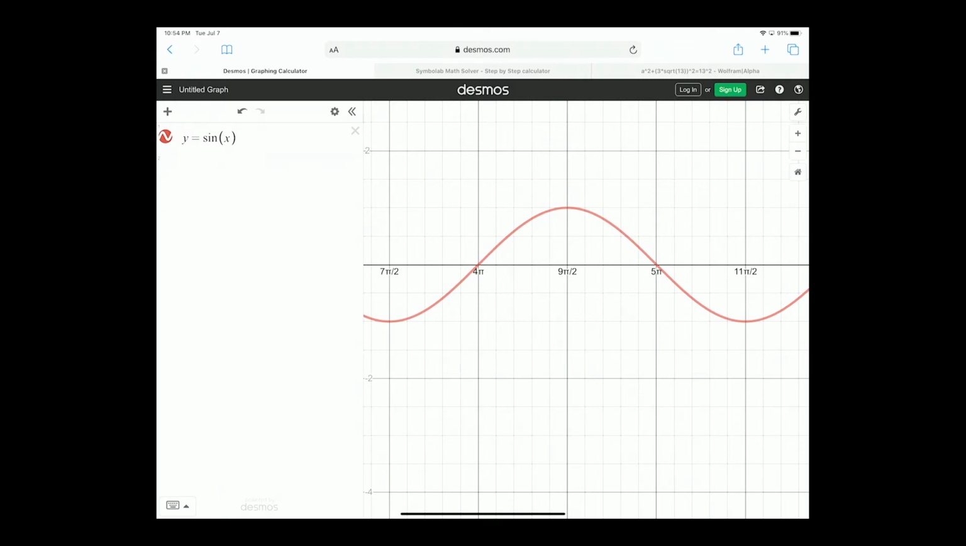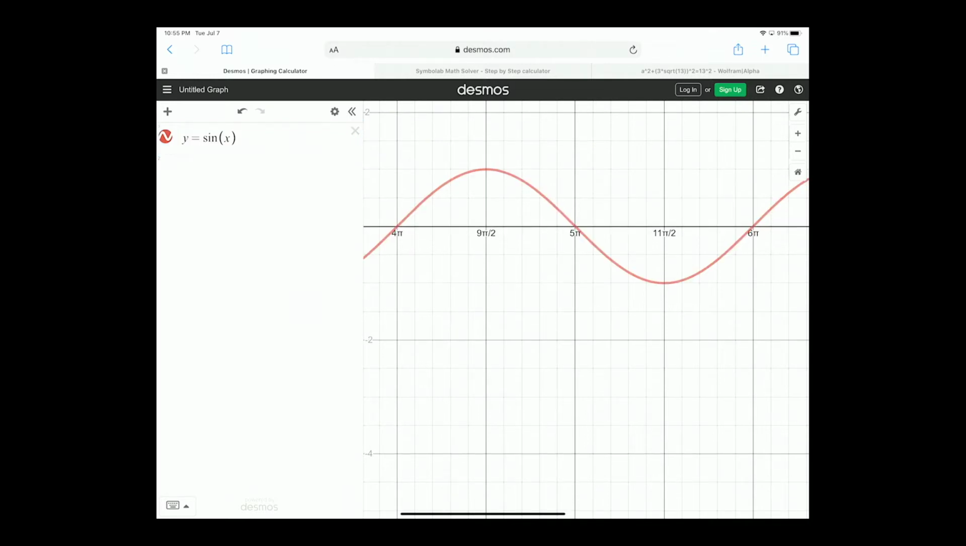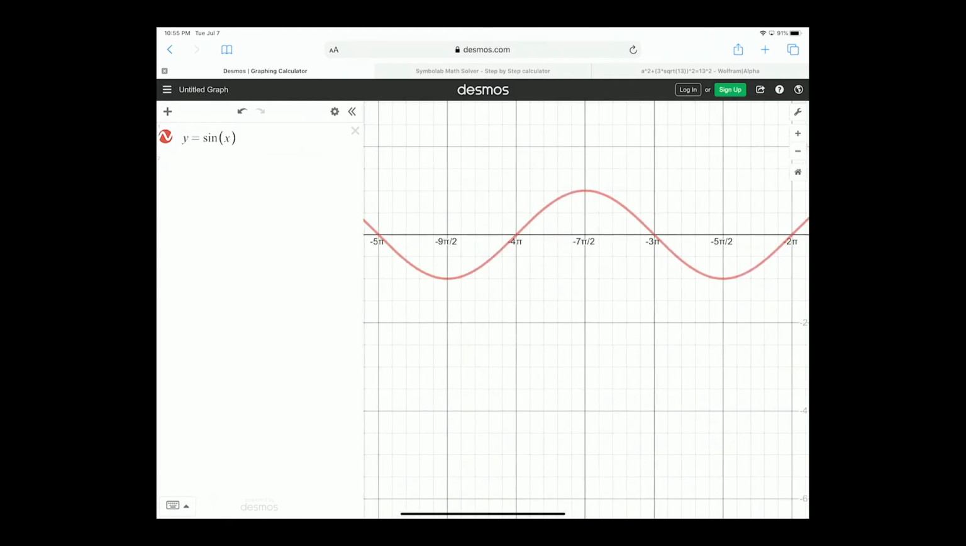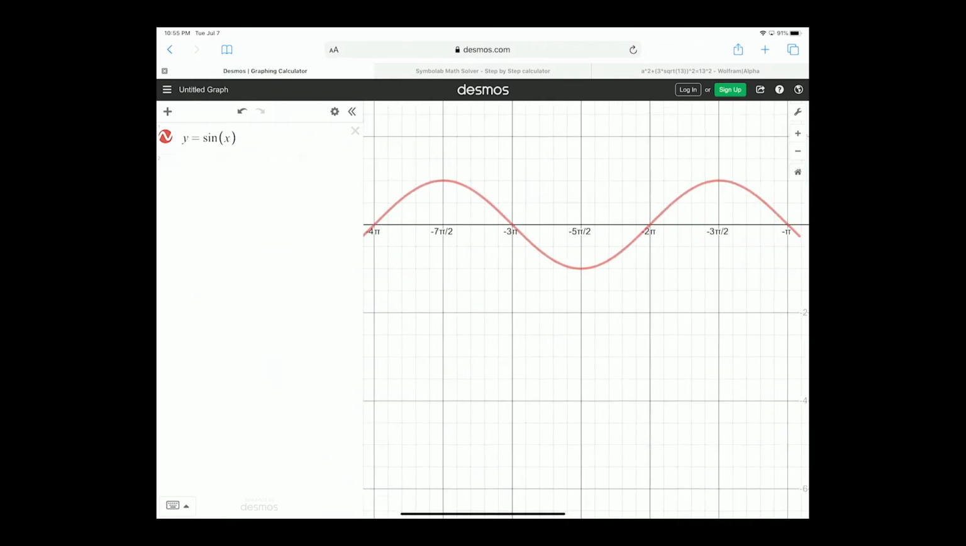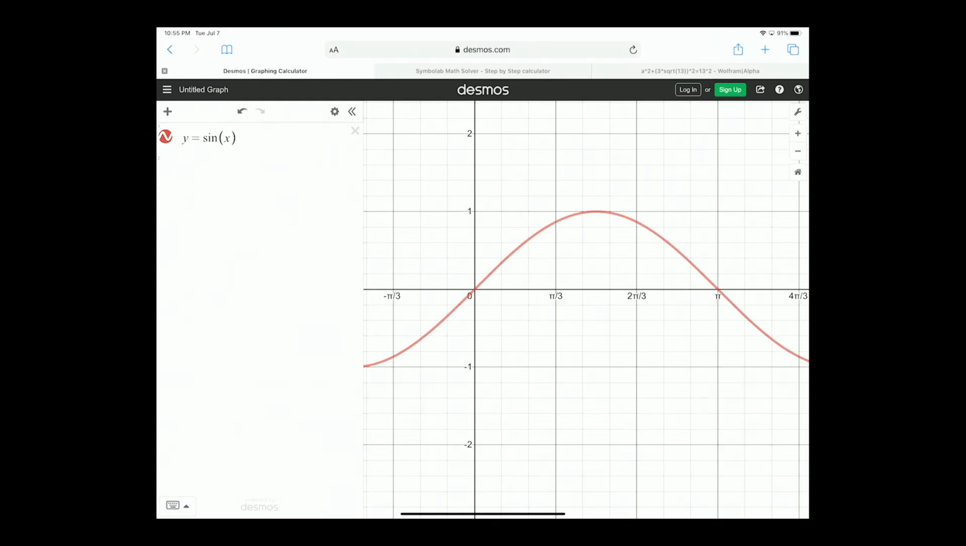Right? So there's a maximum right there at 9 pi over 2. And you could find a minimum, 11 pi over 2. Where does it go through 0 in there? Right at 5 pi. So those types of questions are really easy when you can make a graph on Desmos. You could answer the same questions over here on the negative side. You just scroll over and there you go. So you want to take advantage of tools like this to help you answer those types of questions.